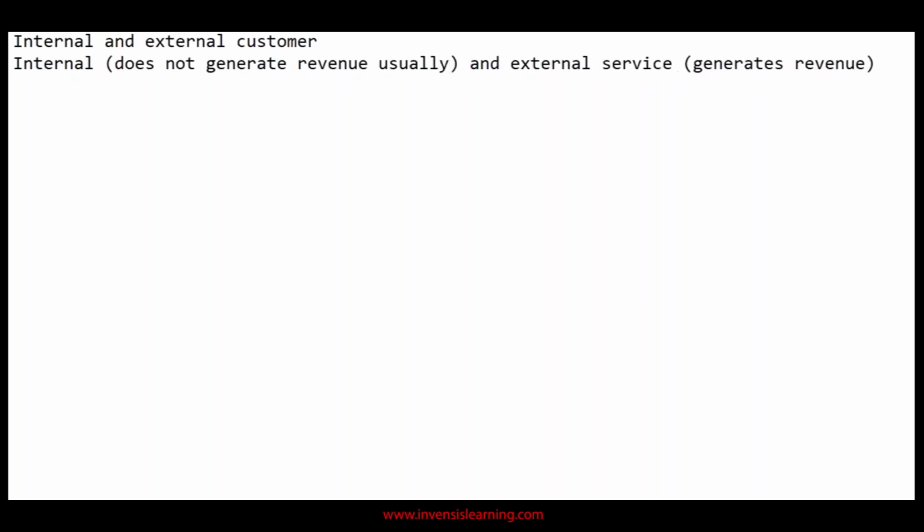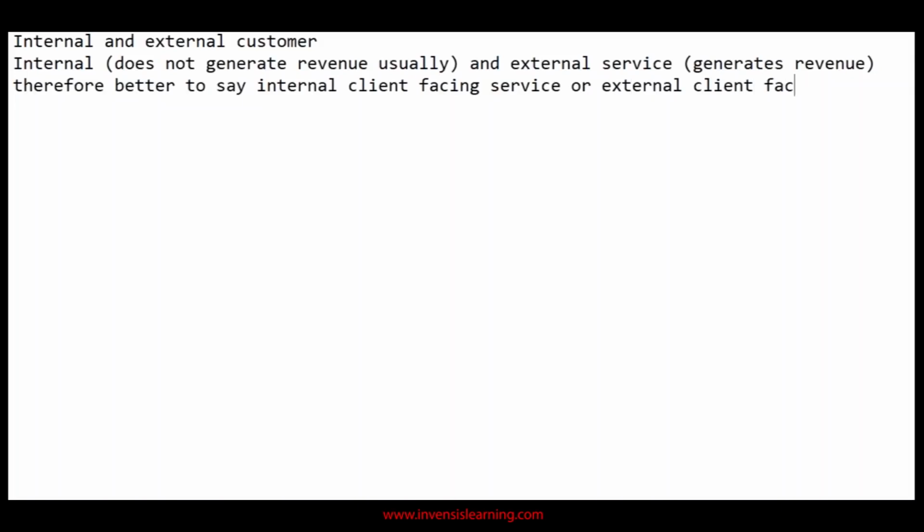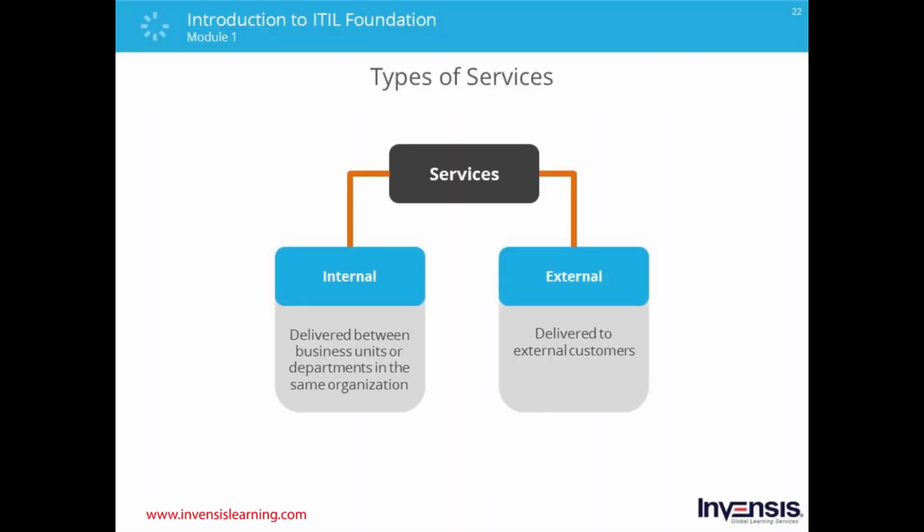Okay. So I'll put the word usually. Therefore, it's better to say internal client facing service or external client facing service. Don't worry too much on this for the exam. For the exam, just remember this, what you see on the slide. Okay.